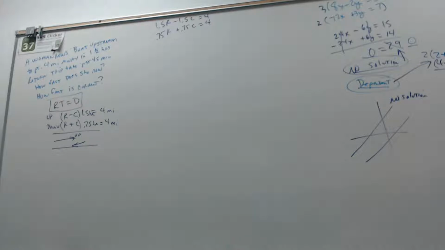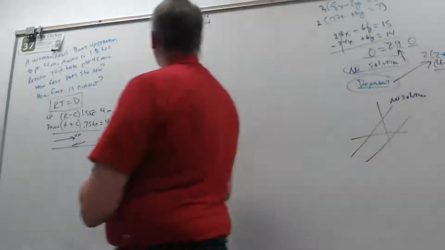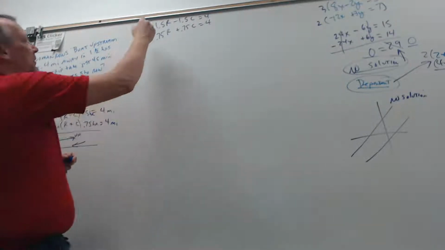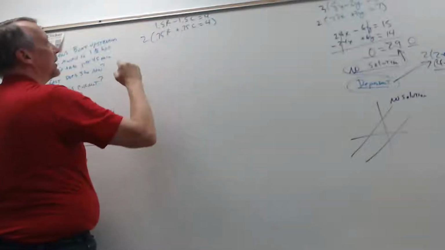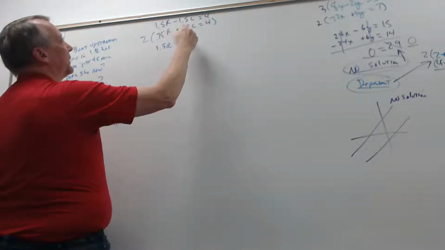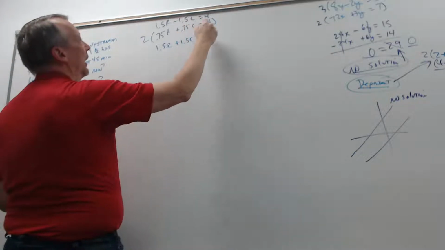So you can either multiply the bottom one by 2 or divide the top one by 2 if you wanted to do this addition, subtraction method. Which one do you want to do? Let's do that one. So we're going to multiply the bottom by 2? Yeah. Okay, so that's going to become 1.5R plus 1.5C equals 8.